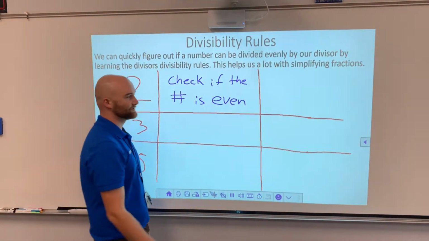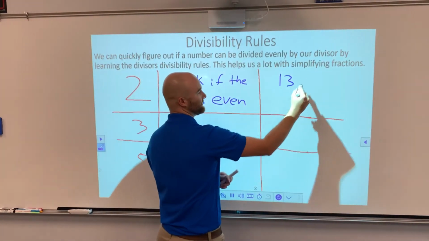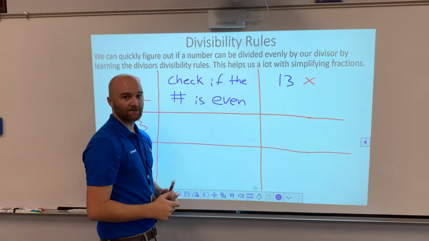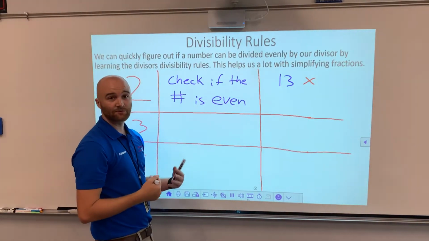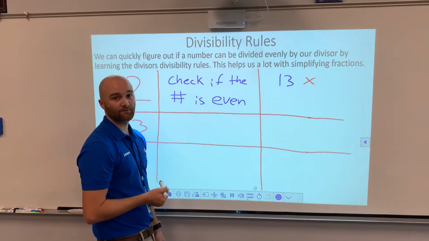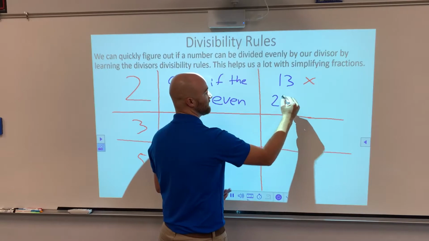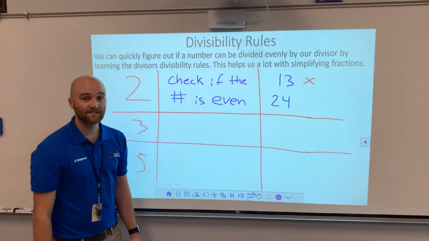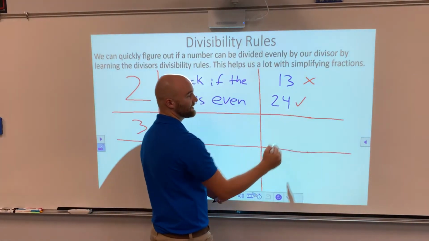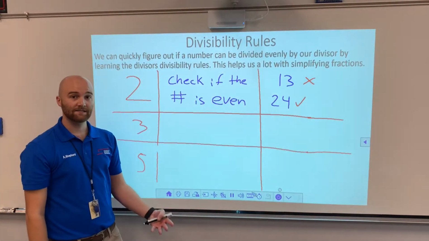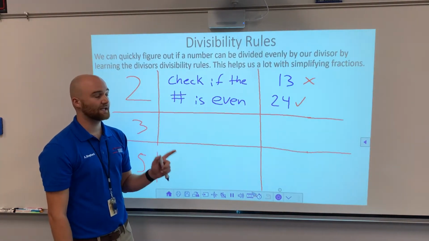So let's look at some examples. If I look at the number 13, that doesn't work because 13 is not even. That means if I try to divide 13 by 2, I'm going to get some decimals or some fractions at the end. It's not going to work for me. But if I try the number 24, 24 is an even number. Because it's an even number, I know that when I divide 24 by 2, I'll get a nice, neat end. It won't have any decimals, it won't have any fractions, it'll be nice and neat.